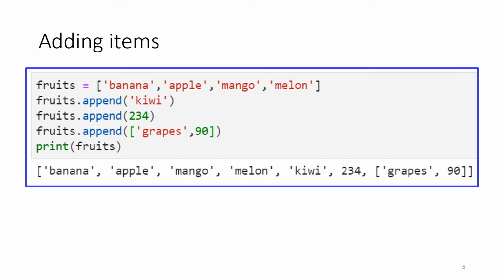Adding items. It is possible to add new elements into a list using the .append method. So I have defined the list of fruits here. First I have added a string into the list called kiwi, and then I have added a number. And using this method, you can add a new list into the existing one as well. So the resulting list is also presented.